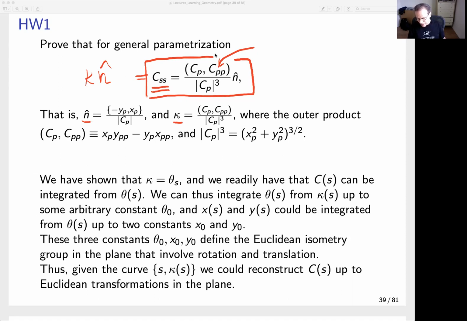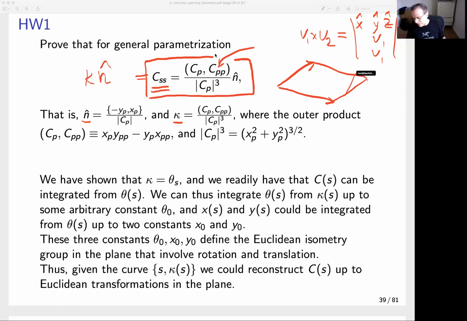Remember that I told you that if I have two vectors, v1 cross v2, in some three-dimensional space, then we used to write the x, y, and z coordinates. And here I wrote the coordinates of v1 and v2, and then looked for the determinant of this matrix. The nice thing about looking at the cross product of two vectors is that it gives me the area of the parallelogram defined by these two vectors. And remember that the direction of this vector is always orthogonal to the plane defined by v1 and v2.